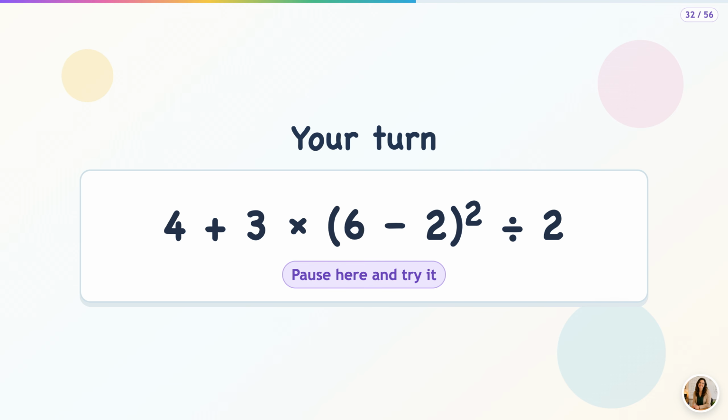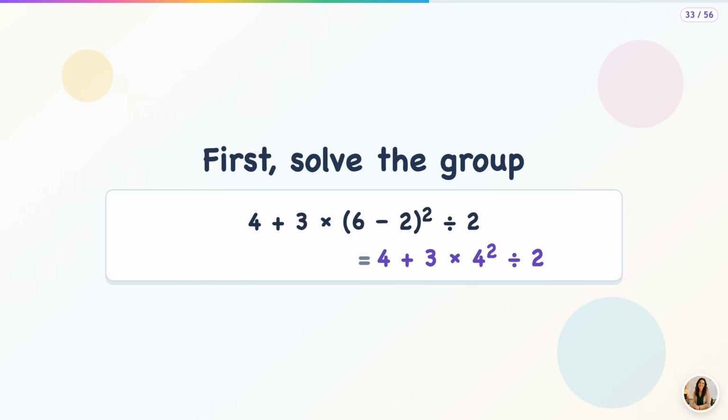Here is a challenge for you. Pause the video now and try it before I reveal any steps. Which operation should you do first? Start with the group. 6 minus 2 equals 4. Replace only the group and keep the exponent, multiplication, division, and addition exactly where they are.